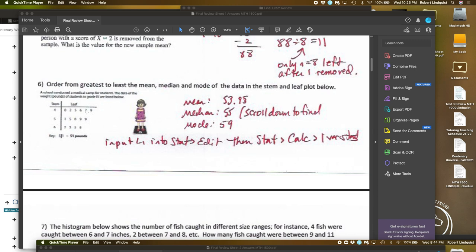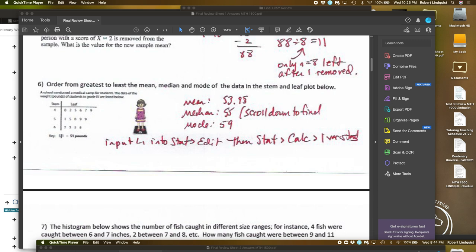Okay, number 6, order from least to greatest, the mean, the median, and the mode. So as we mentioned before, you take these numbers and you put them into L1, and then you go to stat, calc, and this is some seriously terrible handwriting, but that says 1 variable stat. And you look there and the mean will pop up right away. It's 53.93 with the 3 repeating.